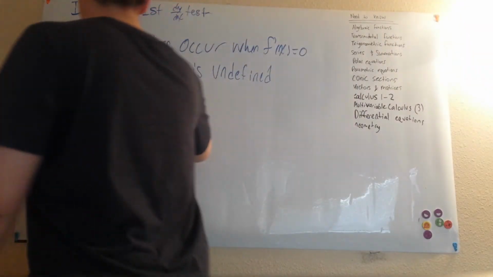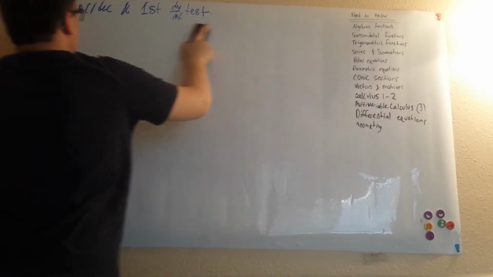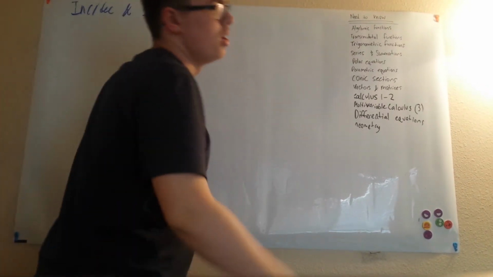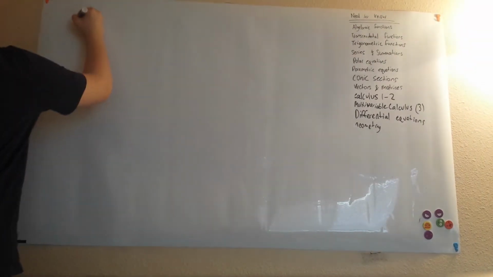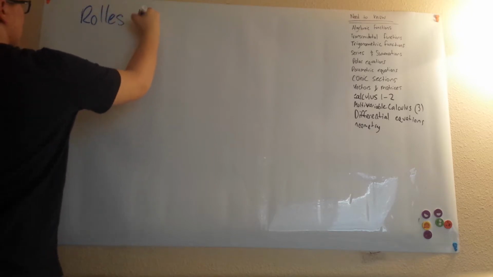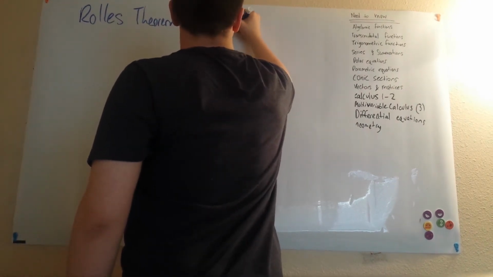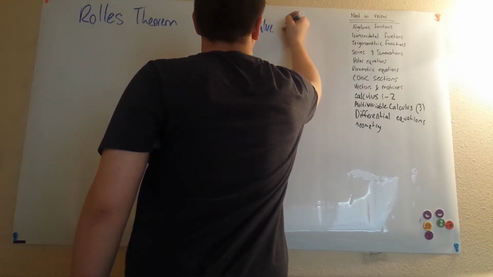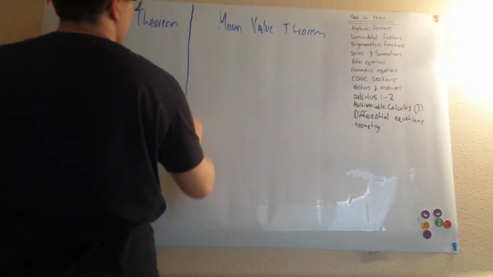Okay. Let's talk about some theorems that are important. There's something called Rolle's theorem, and there's something called the mean value theorem. Let's cover mean value theorem first. So Rolle's theorem and mean value theorem.